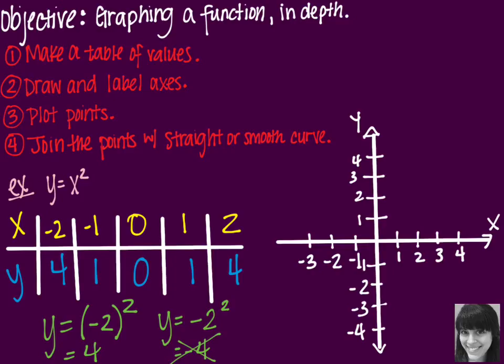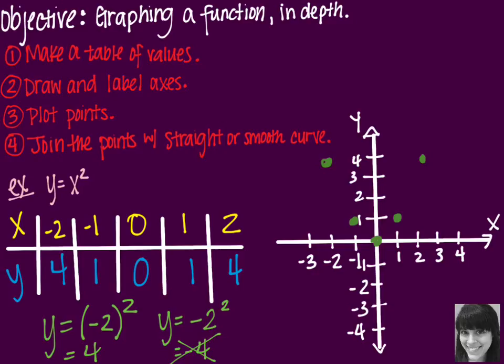Okay, let's make our points. So, my input is 0, my output is 0. So I'm going to make that point. Okay, input is 1, and my output is 1. My input is 2, my output is 4. My input is -1, and I get out 1. My input is -2, I get out 4. Okay, so I've made this.